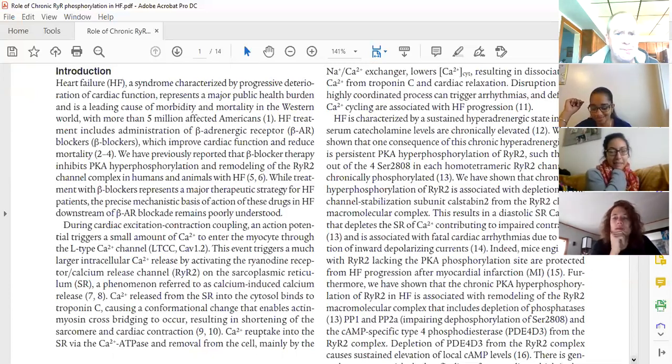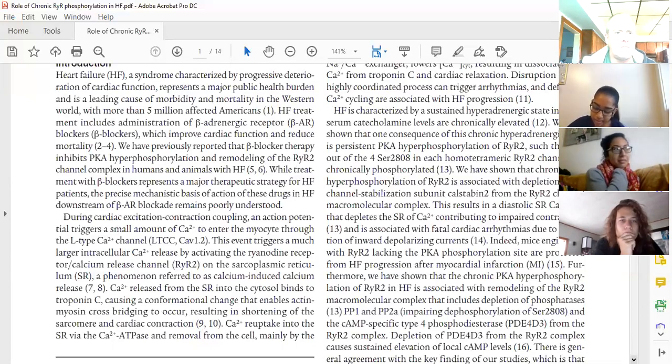Sorry, go ahead. With more than 5 million affected Americans, heart failure treatment includes administration of beta-adrenergic receptor blockers with improved cardiac function and reduced mortality. We have previously reported that beta blocker therapies inhibit PKA hyperphosphorylation and remodeling of ryanodine 2 receptor channel complex in humans and animals with heart failure. While treatment with beta blockers represents a major therapeutic strategy for heart failure patients, the precise mechanistic basis of action of these drugs in heart failure downstream of beta-AR blockade remains poorly understood.